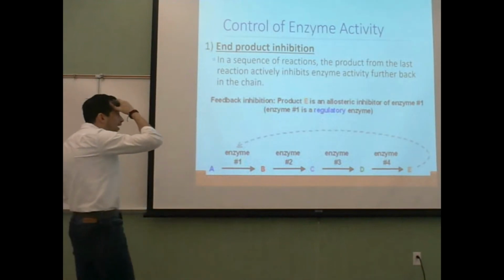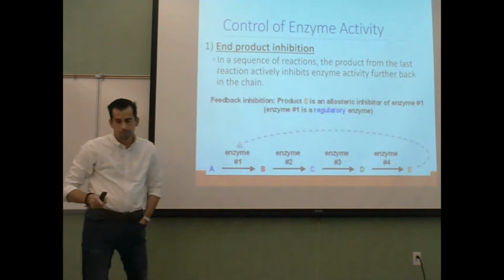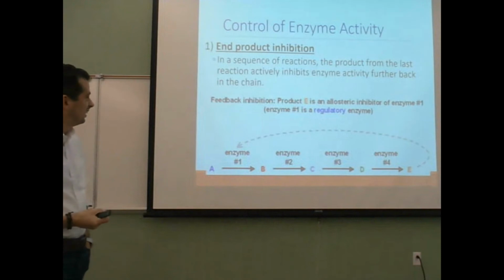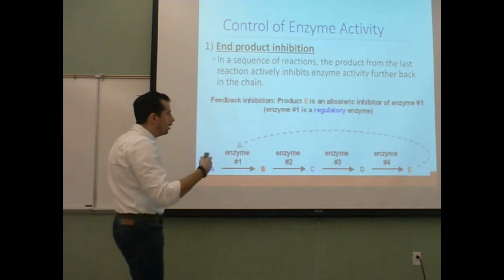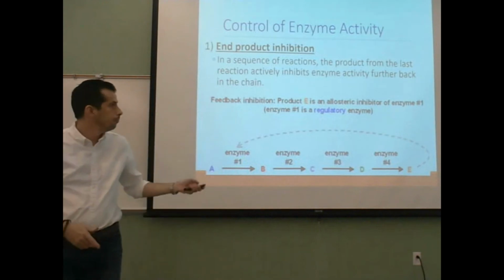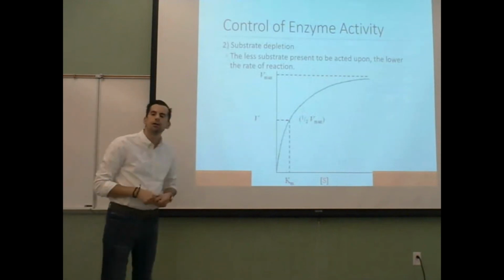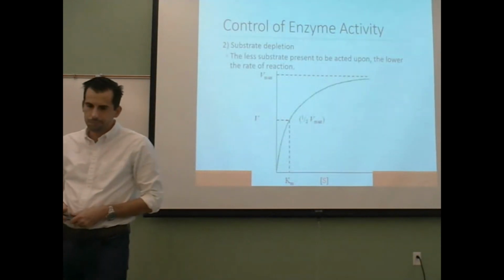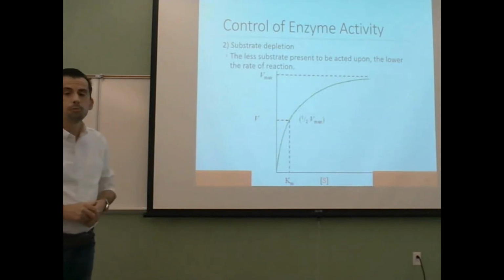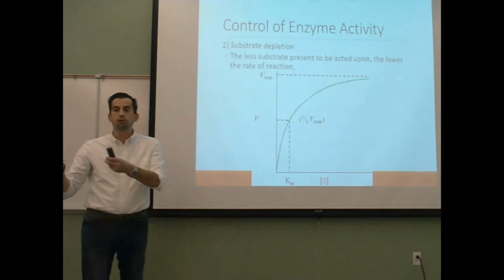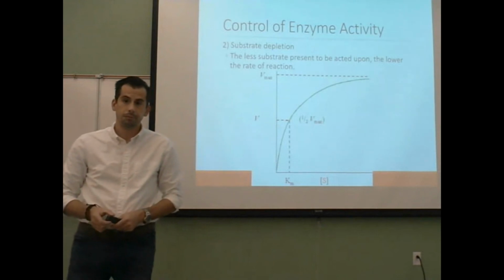Now, we have 4 of these mechanisms of control to discuss. I said this was the most important one. Not only is it the most important one, the next 2 don't even really exist. They're more theoretical. But let's discuss them anyway to get a full scope of what we're talking about. The second mechanism is what we're going to call substrate depletion. And this is less of a mechanism, more of an observable phenomenon.